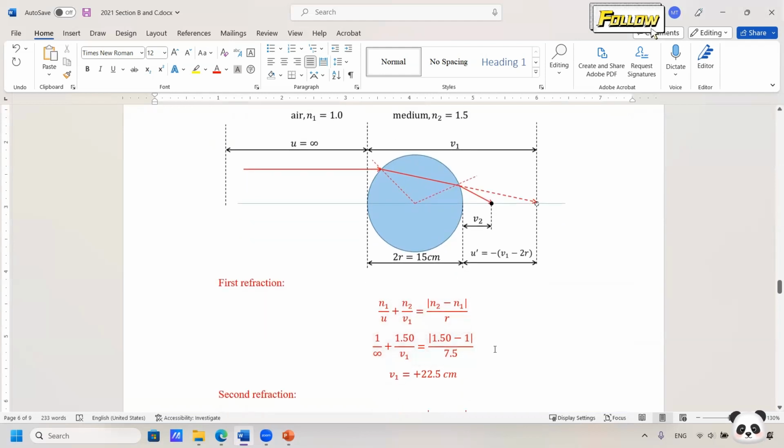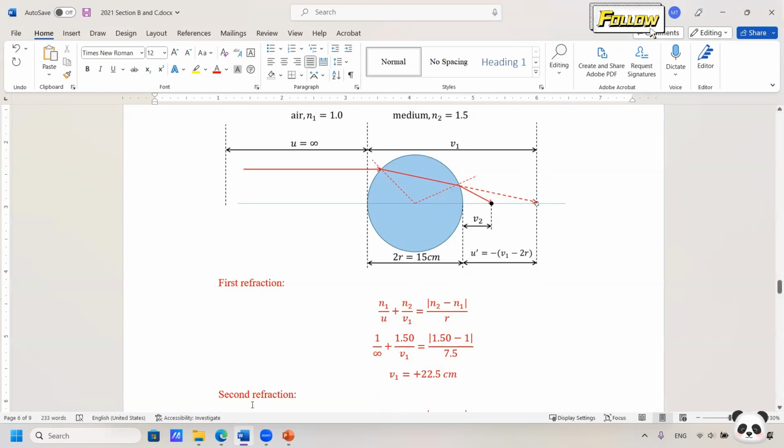I guess the calculation should not be too complex for you: the object distance is infinity, we are going to get the image distance, and the radius is equal to 7.5. So the first image will be equal to positive 22.5, which means it is a real image, and it will become a virtual object for the second refraction. By looking at the diagram, the first image distance V1 should be from here until this point. This is where the first image is located.